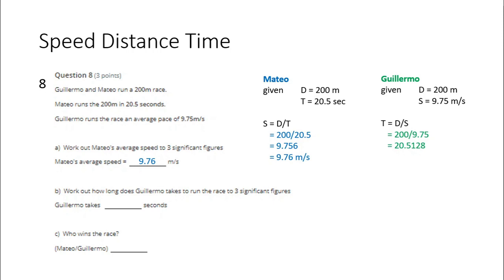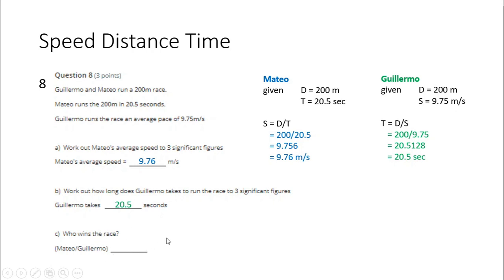20.5128. Now to 3 significant figures, that's 3 non-zero digits, non-leading or trailing 0 digits. This 0 here is significant because it's in between 2 non-zero digits. So 3 significant figures would be 2, 0, 5, with a 1 after it, does not round up. That's 20.5 seconds. And who wins the race?